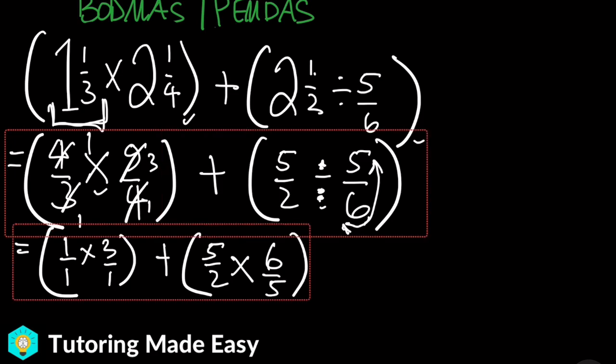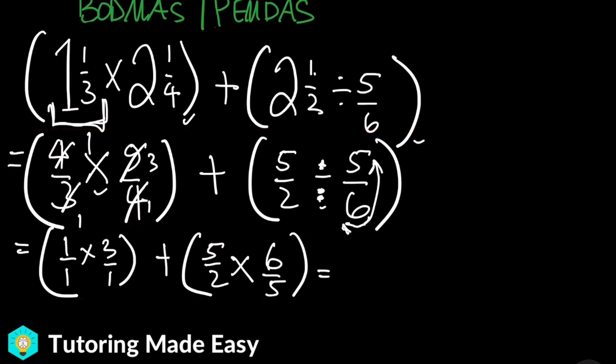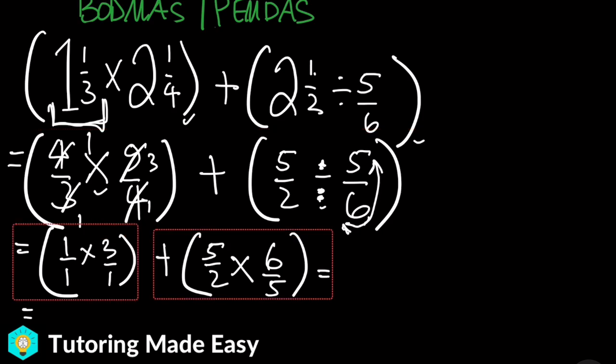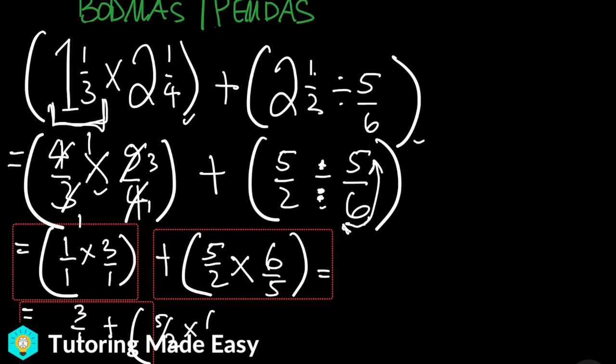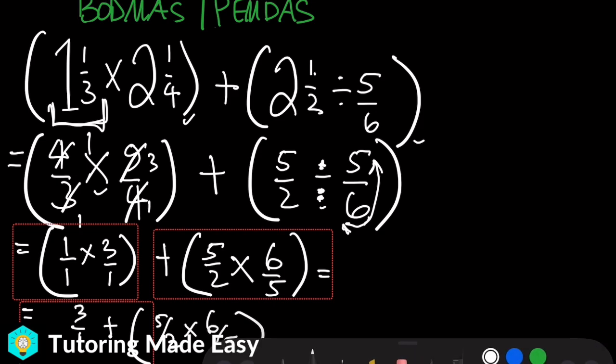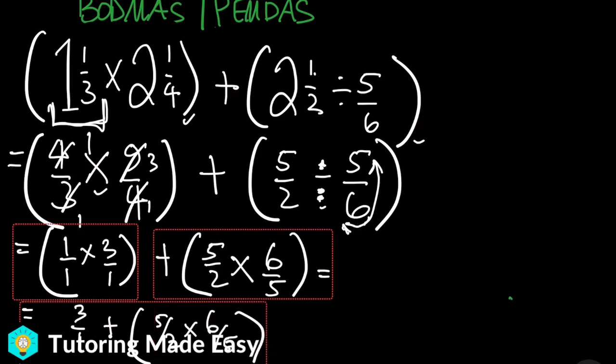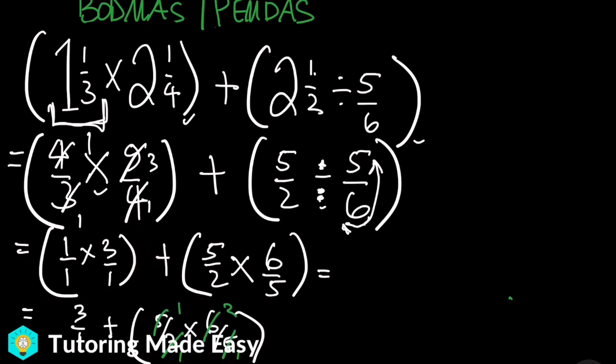And then we can also cancel out, right? We're going to get here 3 over 1 plus, in bracket, 5 over 2 times 6 over 5. And then we also have to cancel out. Cancel that out. Now this goes here 1, goes here 1. 2 goes here 1, goes to 6 3 times.